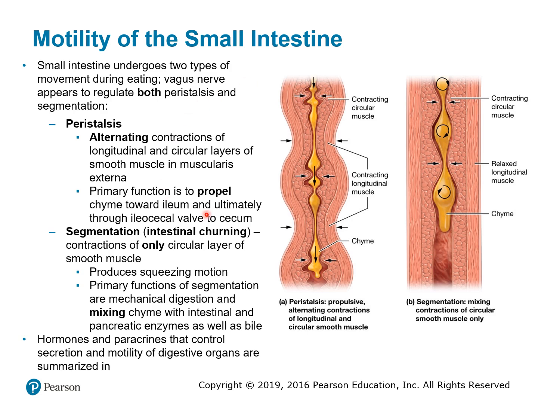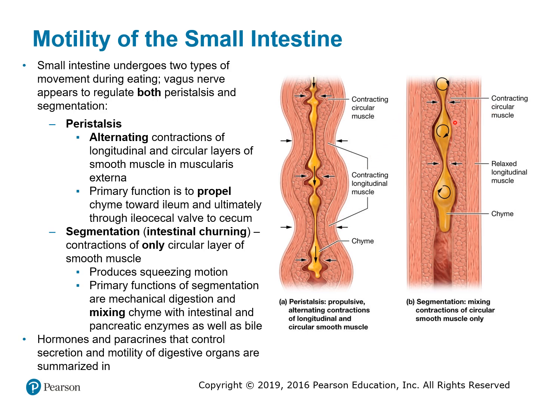They're mainly here for propelling the chyme, which is a liquid food, towards the ileum, and then ultimately through the ileocecal valve, which connects the small intestine to the large intestine as well. So this image shows how the longitudinal layer works. The longitudinal layer pinches the overall lining of the small intestine.